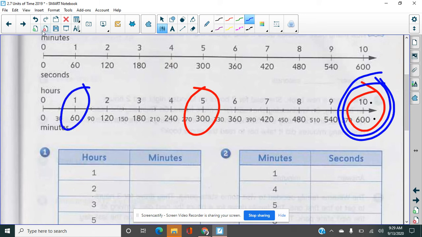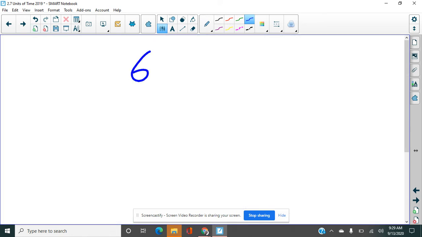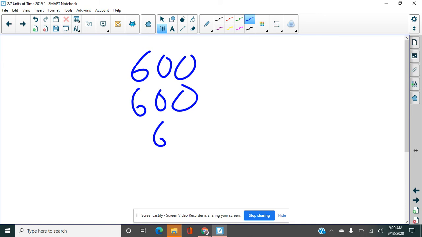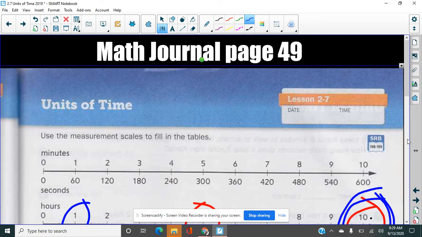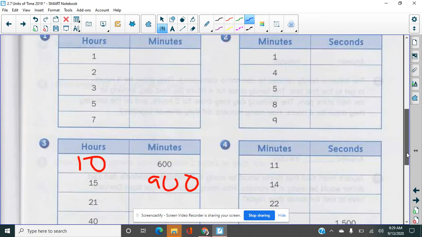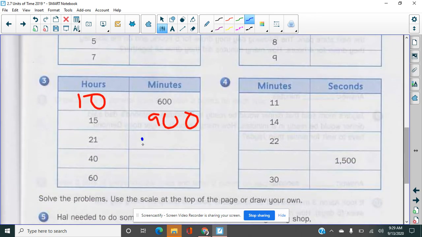So 600 plus 600 plus one more, 60, equals our answer here, 1,260. I'm going to write that in this box.